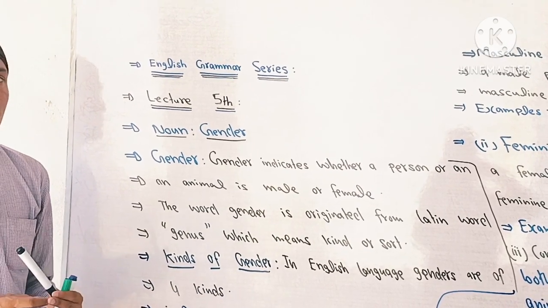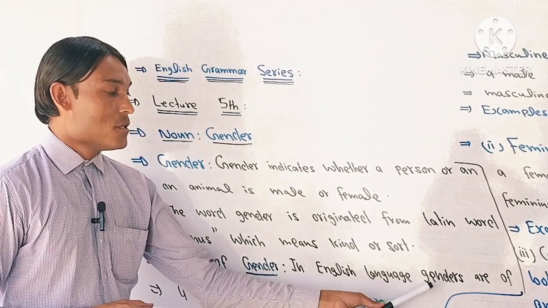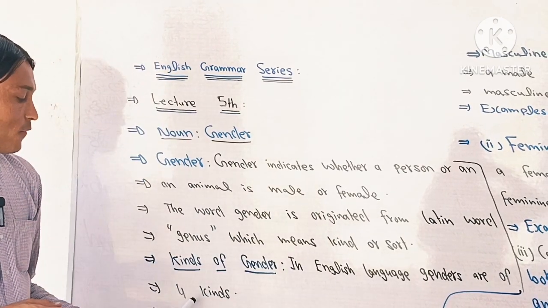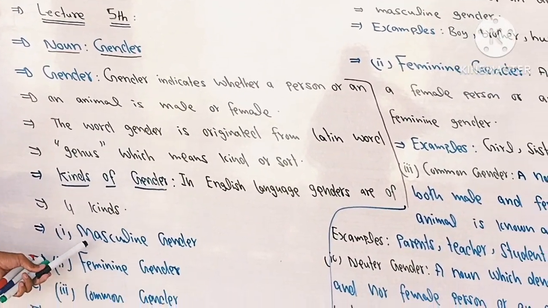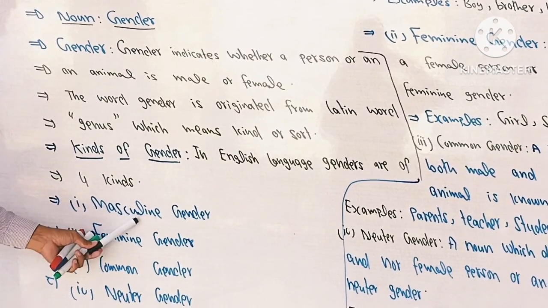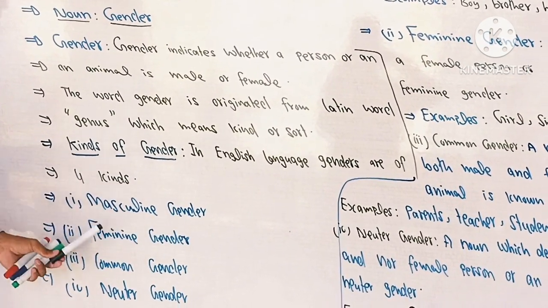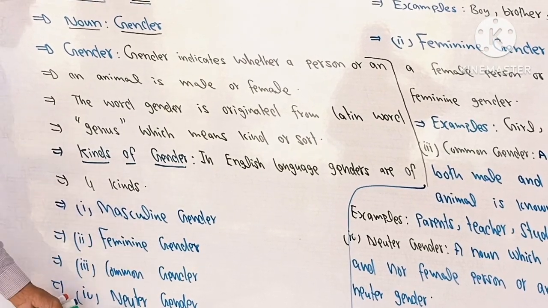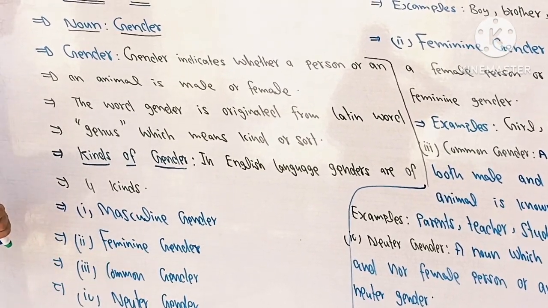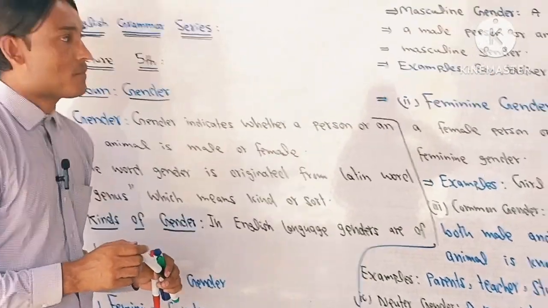Kinds of gender. In the English language, genders are of 4 kinds. Number first, masculine gender, feminine gender, common gender, neuter gender. Now let's talk about them one by one.